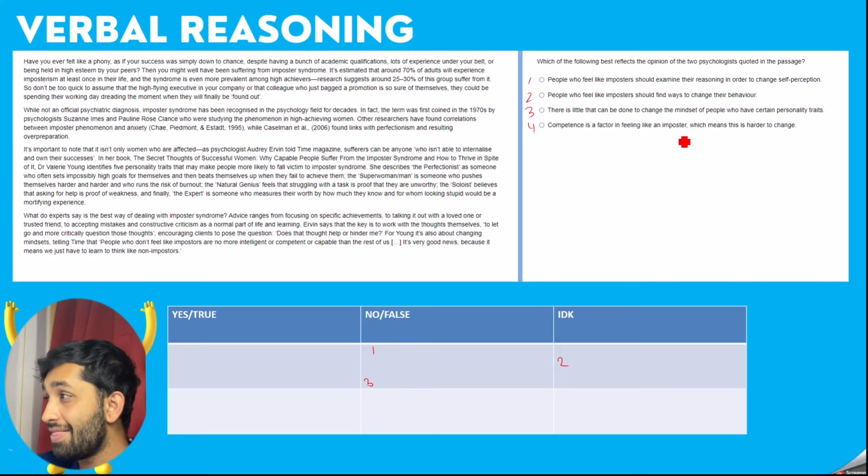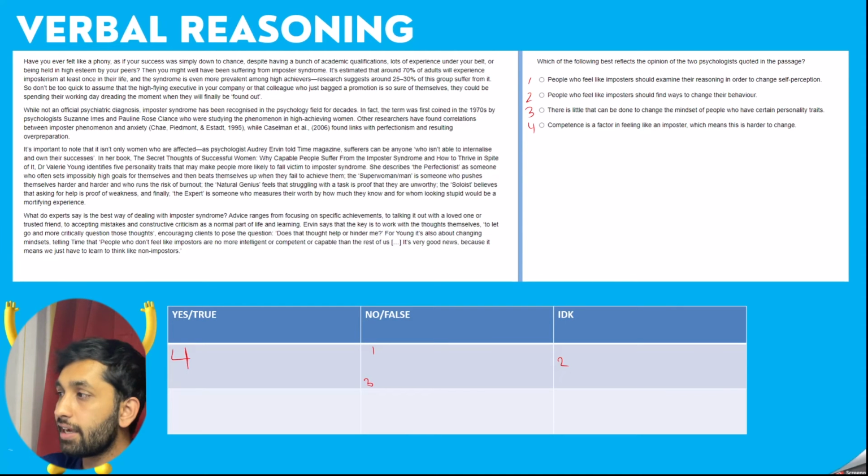And then looking at the last one, competence is a factor in feeling like an imposter, which means this is harder to change. And let's say, for example, I put that as true. So I put that right there. Oh gosh, that was a lot. So I put that right there. Now, what is the whole point of this, of writing it all down?